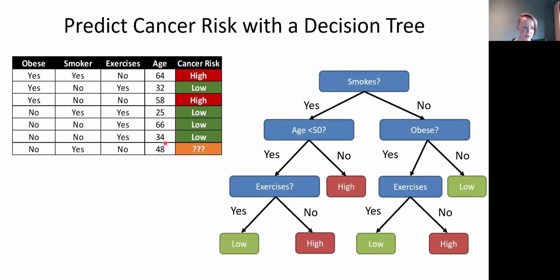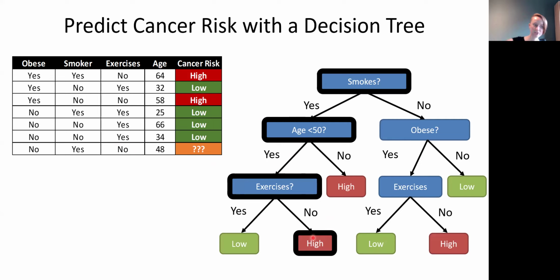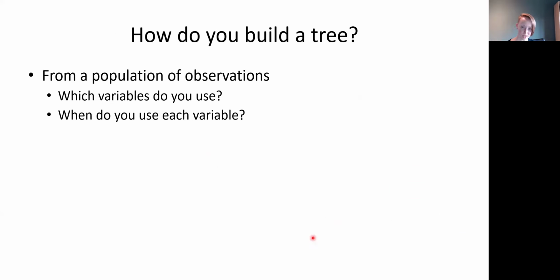If we have this unknown sample here, we can just follow through our decision tree. So do they smoke? In this case, yes. So we go down this side of our decision tree. Are they less than 50? They're 48 in this case. So yes. And do they exercise? No, they don't. So then we would classify them as high risk. Super simple, super obvious how this works once you have your decision tree.